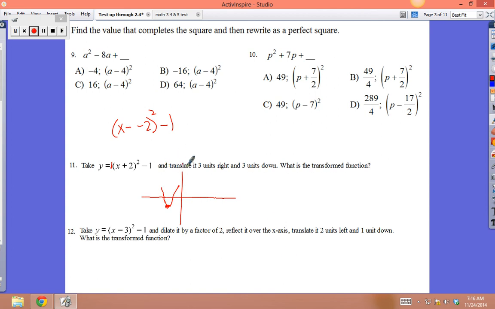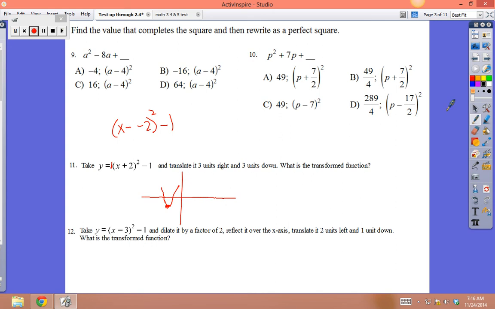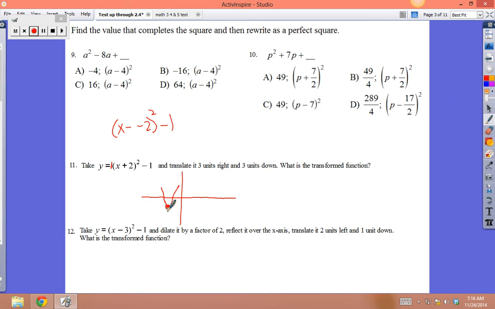Now, you need to translate it 3 units to the right and 3 units down. So if I go 3 units to the right, I'm going to go 1, 2, 3, and then 3 units down, 1, 2, 3. So my new graph should be somewhere right here. So how do I get to this new position? 3 units right and 3 units down.